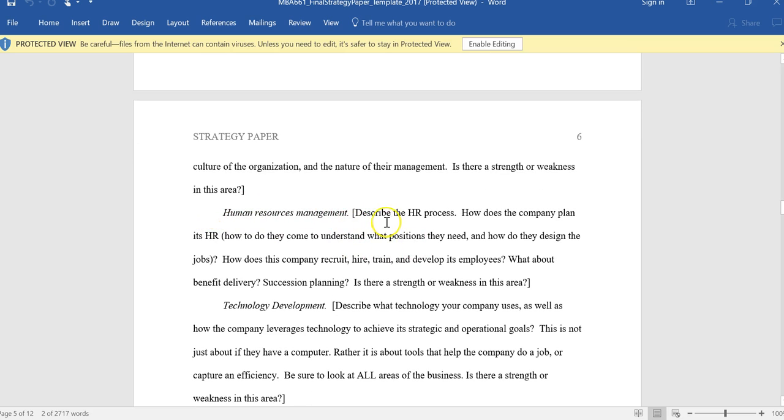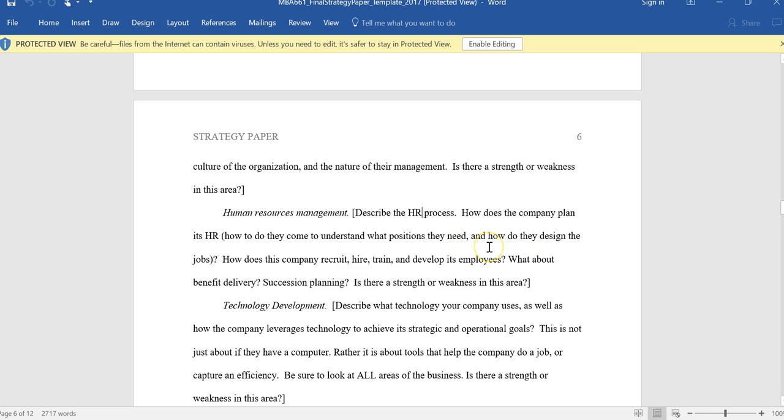Human resources management, I want you to describe the HR process. If they don't have very many customers, that's fine. You can say they don't really have much of an HR process. They need to be concerned about this as they grow. I want you to demonstrate that you understand what's going on. So the HR process has to do with the company on one side and a pool of recruits on another. If it's a bigger company, how do they come to understand what kind of people they need? How do they understand whether or not they have those people?